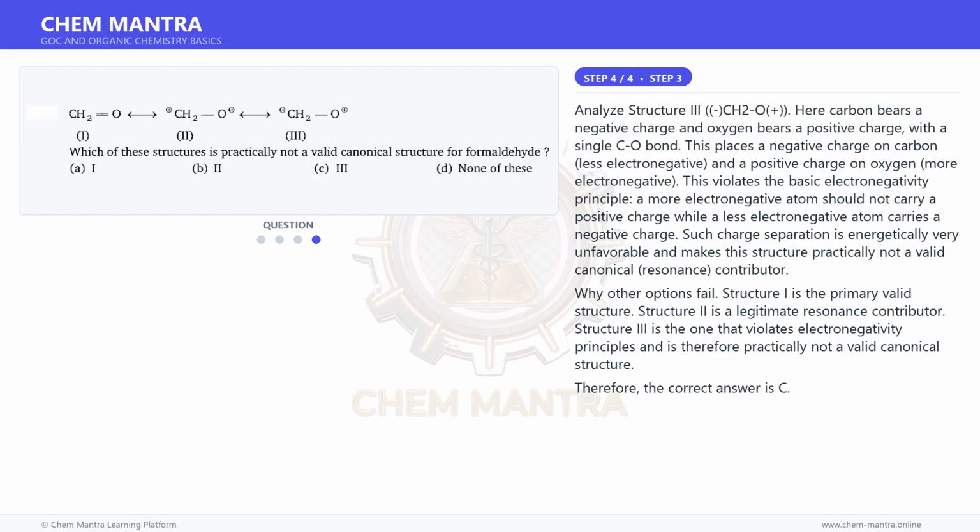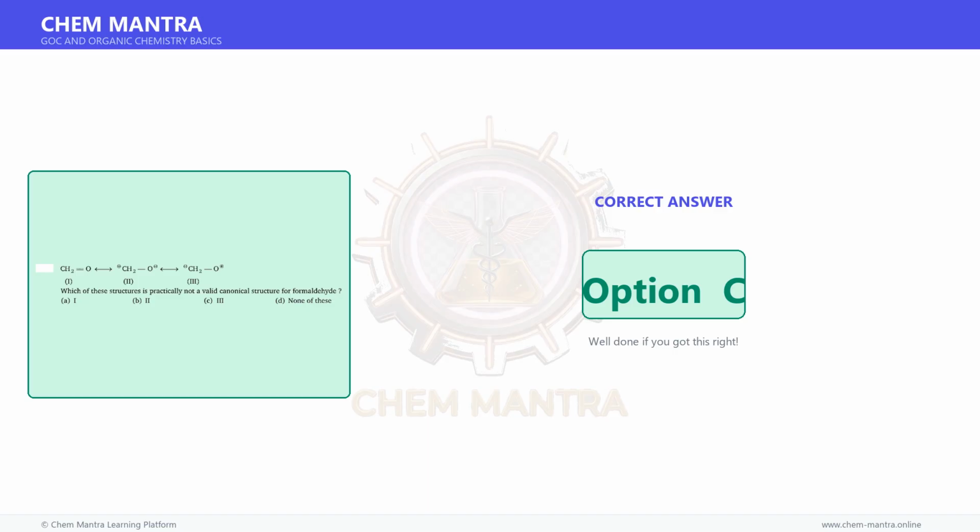Why other options fail? Structure 1 is the primary valid structure. Structure 2 is a legitimate resonance contributor. Structure 3 is the one that violates electronegativity principles and is therefore practically not a valid canonical structure. Therefore, the correct answer is option C.